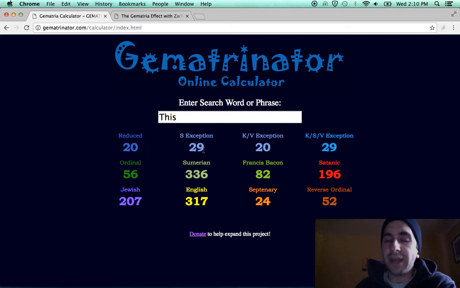They're still going to break down to the same numerology. 2 plus 0 is 2. 2 plus 9 for 29 is 11. 1 plus 1 is 2. So it will never change the numerology. Again, the ordinal for this is 56. 5 plus 6, 11. 1 plus 1, 2.